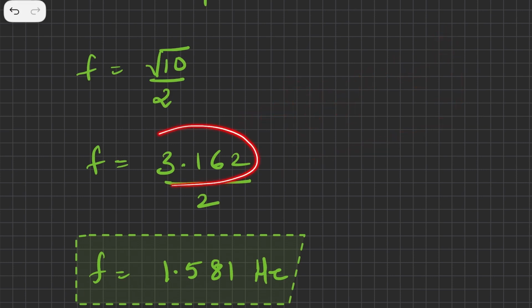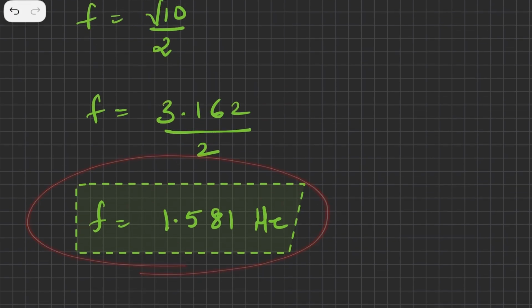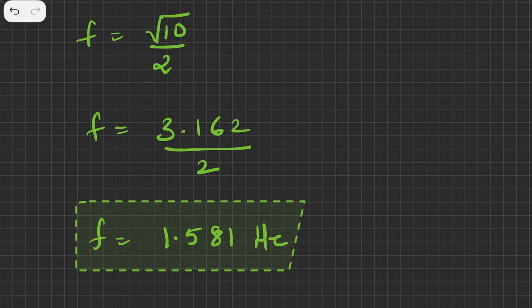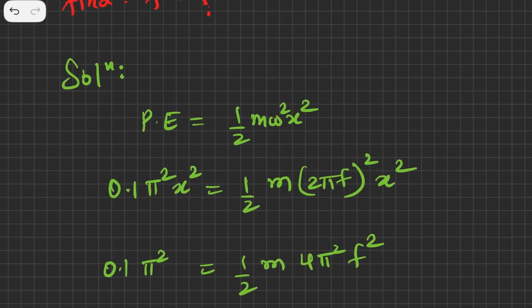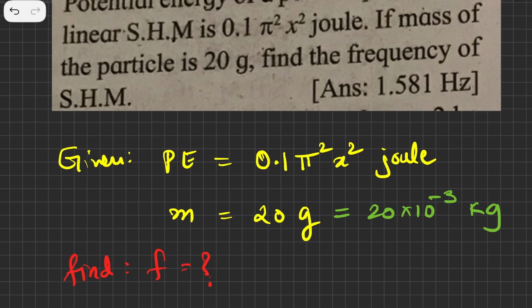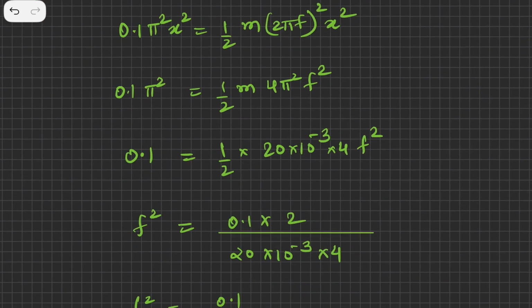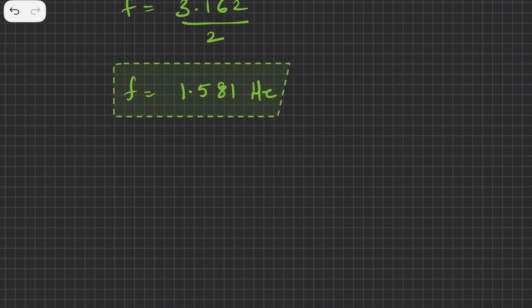The better way would be remembering the value of root 10, or in case your board allows a calculator, then this would be a piece of cake. Then 3.162 divided by 2 is something like 1.581. So my frequency would come out to be these many hertz. That means the particle is oscillating about 1.581 times in a second. So that's the oscillation of that particle whose potential energy is given by this formula. I hope we are also matching with the answers. So we are done with this numerical. It's a very easy numerical, kind of a 1 or 2 mark problem.